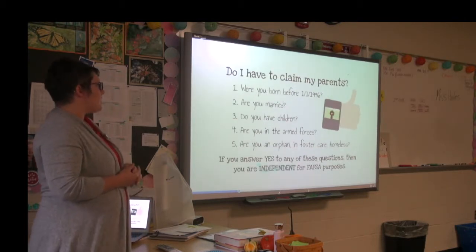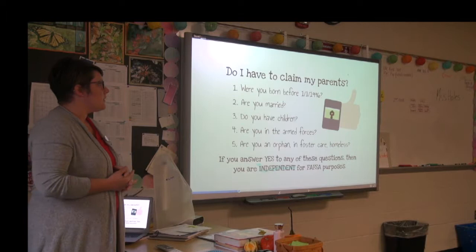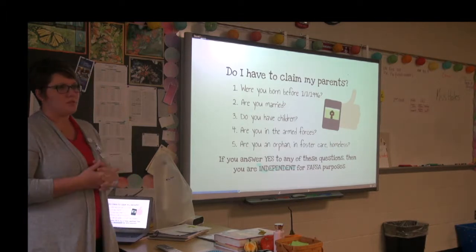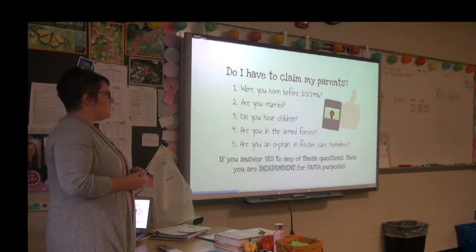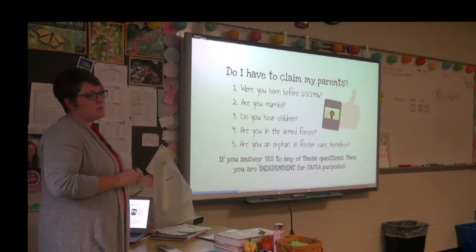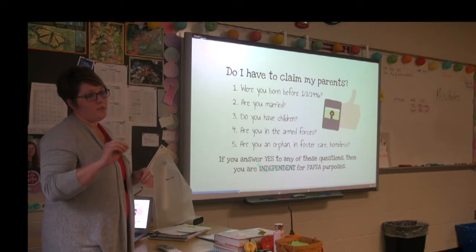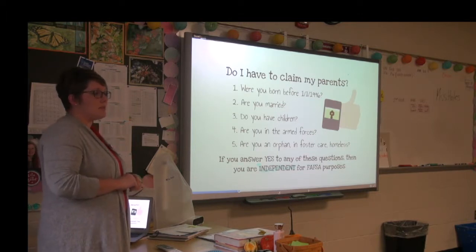So one question that we get quite frequently is whether or not students have to claim their parents. Everybody's in a different situation. A lot of seniors obviously live at home. But if you don't, just because you don't live at home doesn't necessarily mean that you don't have to include your parents' information on the FAFSA.